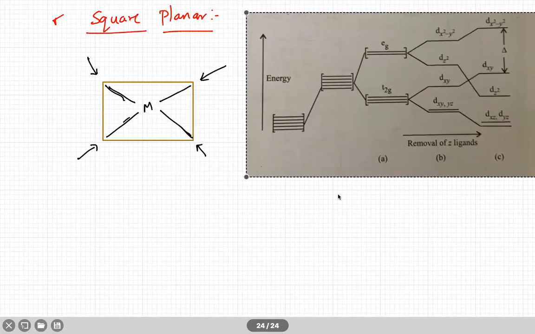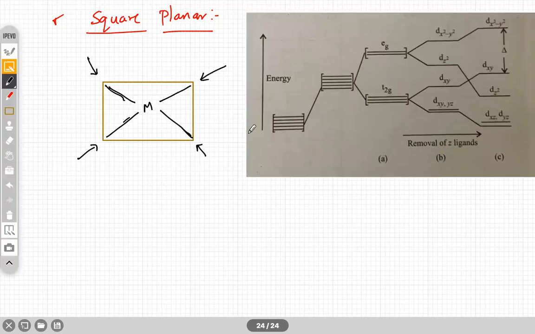See what happens here. Since the ligands are approaching the metal along these two orbitals, dx square minus y square, this one obviously has the maximum repulsion, so this is the maximum energy, right? In between these two, if you compare dxy and dz square, the dxy orbital is in the xy plane and ligands are approaching along the xy plane only, that's why dxy will have more repulsion than dz square.